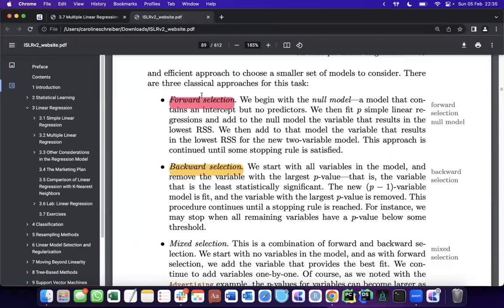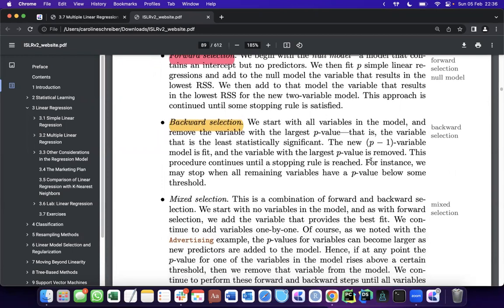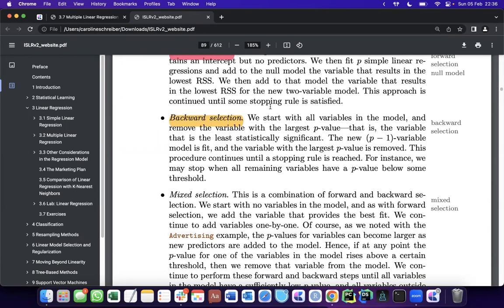So our forward selection, first of all, we begin with a null model. So just our response being predicted by our intercept plus our error term. And then we fit however many simple linear regressions and we add the model that results in the lowest residual sum of squares to our null model with just the intercept. And then we have a two-variable model, and we can do the same process, until we've got to some selected stopping point that we are happy with.